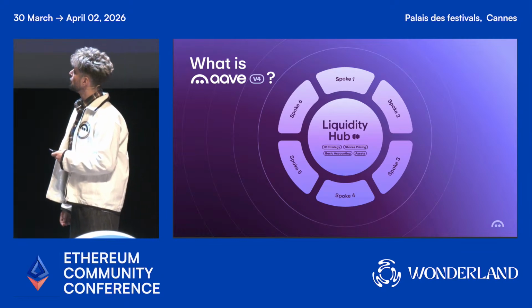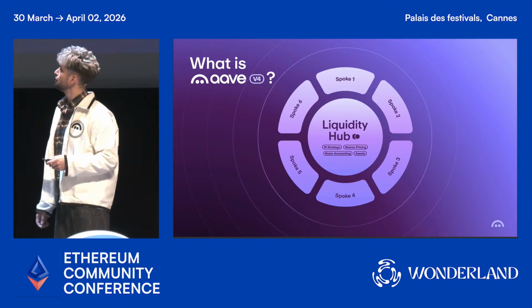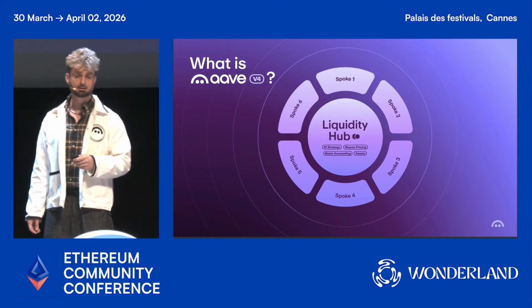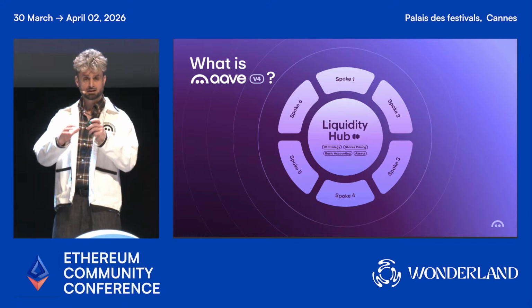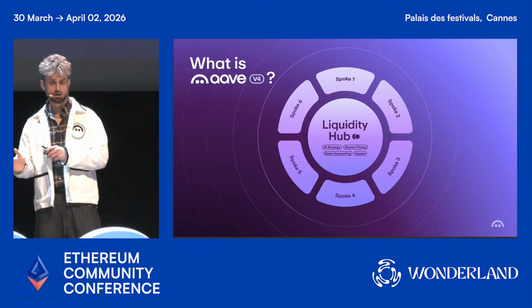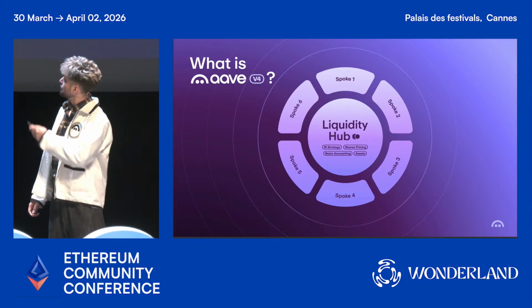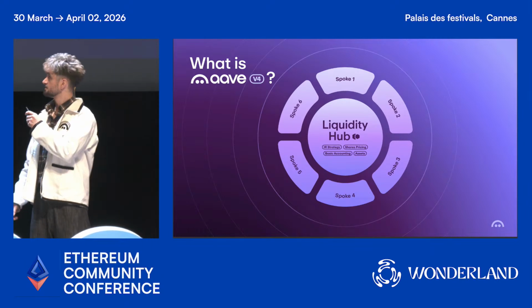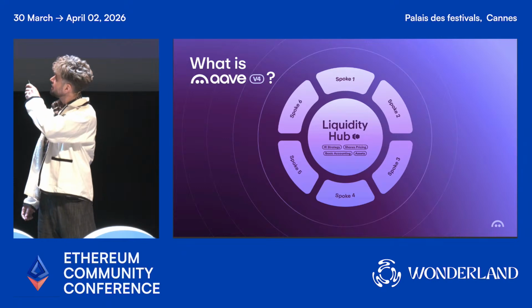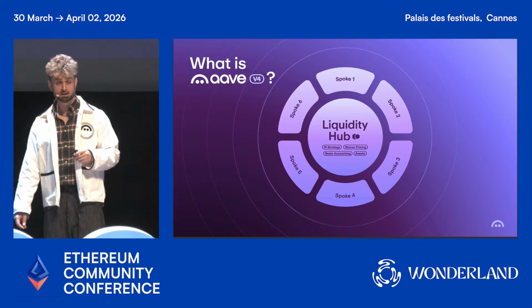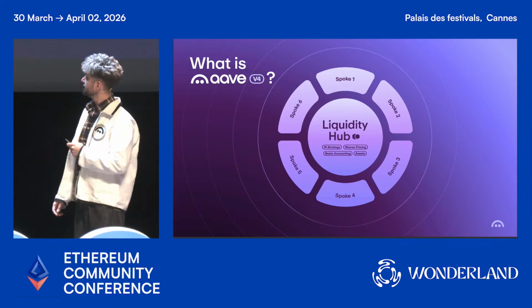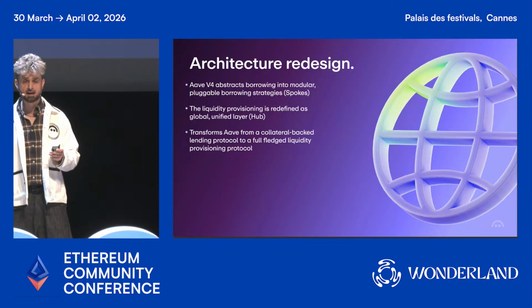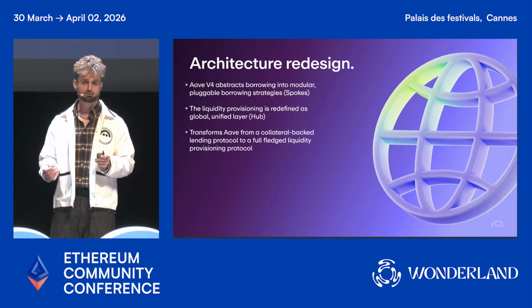So with Aave V4, we actually have a different approach where there are multiple components within what we can compare to an Aave V3 market. The architecture is called hub and spoke design. So we have one liquidity hub and multiple spokes that can be connected to it. So what are the main reasons why we went for this kind of design?